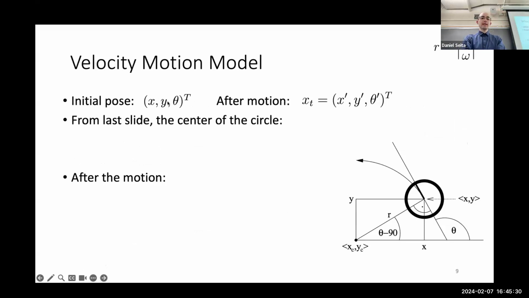Our initial pose is x, y, and theta. After the motion, it's going to be x prime, y prime, and theta prime. Think of the first term as x at t minus 1, and the next as x at t. That's why we're using x and x prime here, because otherwise we would be overloading what x means. We want x at t to mean the state, and x prime is the next x coordinate.